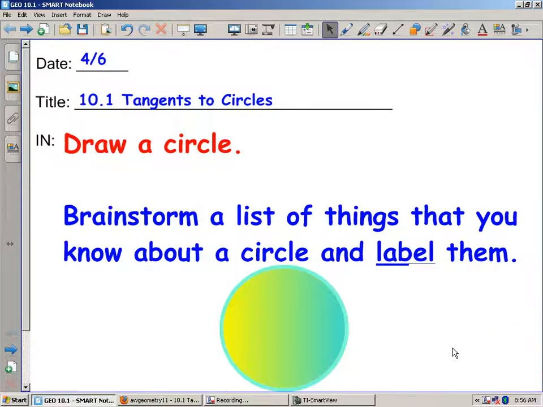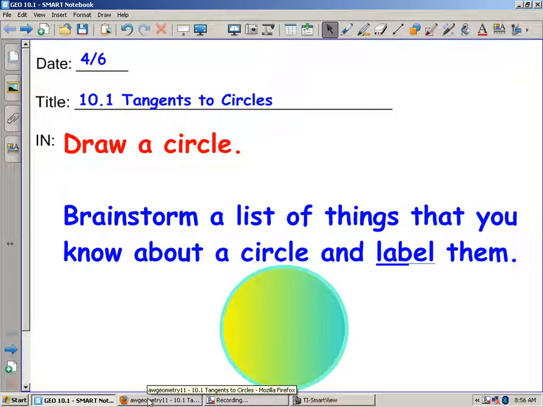In this section there are going to be a lot of definitions, so the first thing you want to do is draw your circle and label as many things as you can. I will go through a few of them. I'm not going to go through all of these because we're going to cover all the definitions in class. There are some flashcards that you will need to go over.